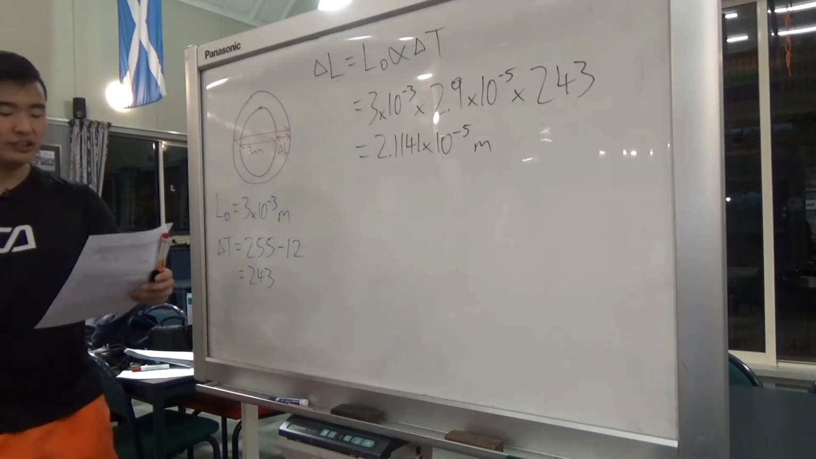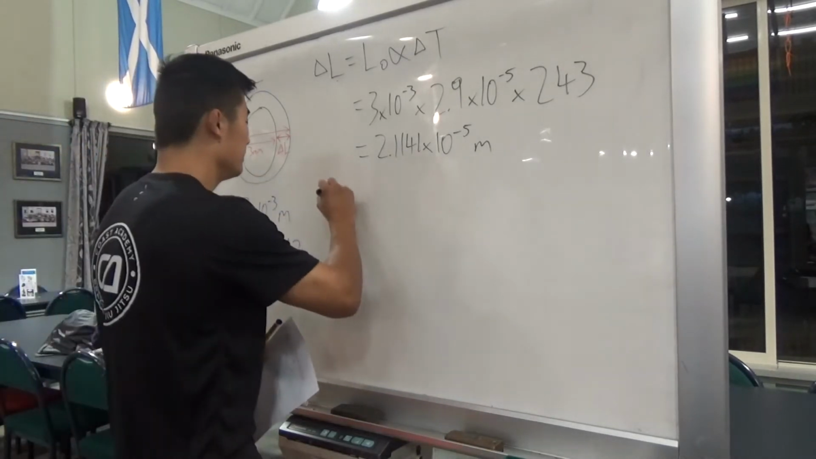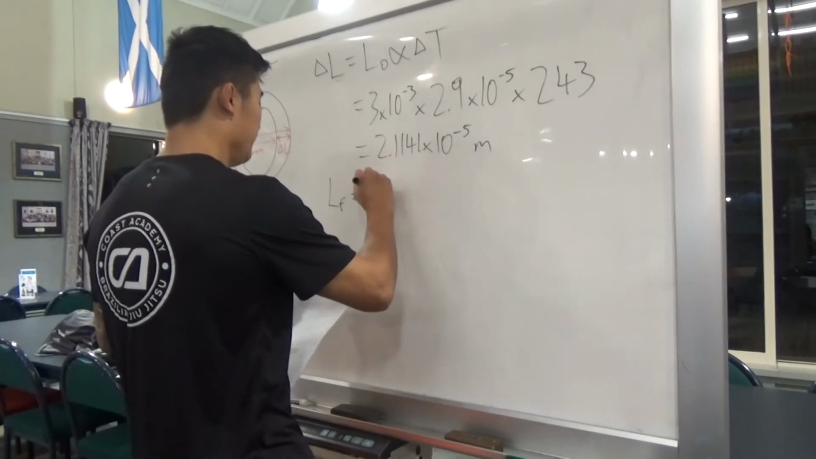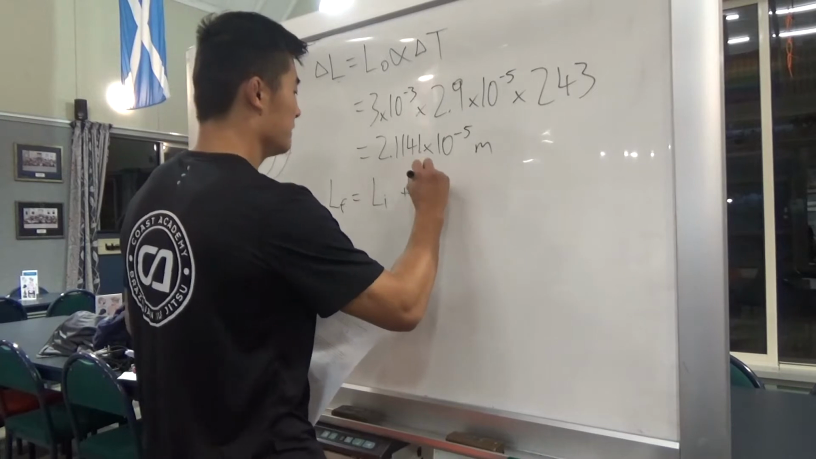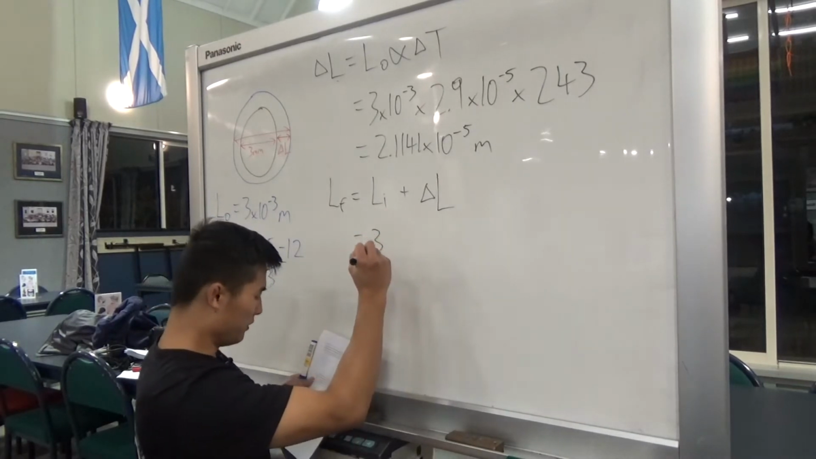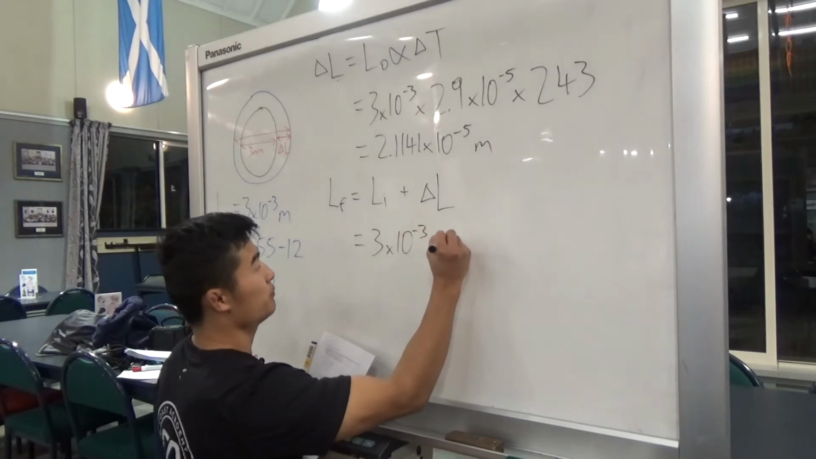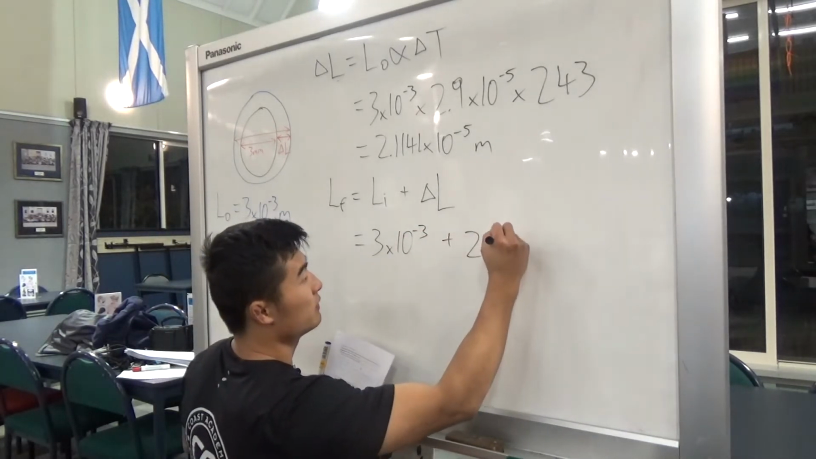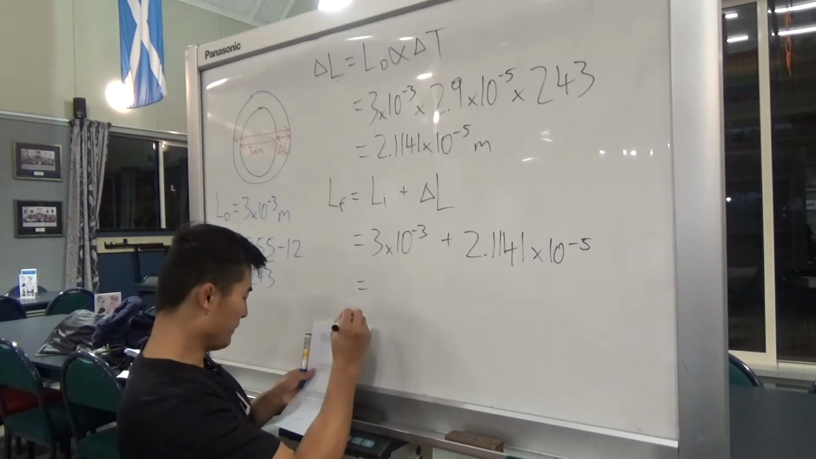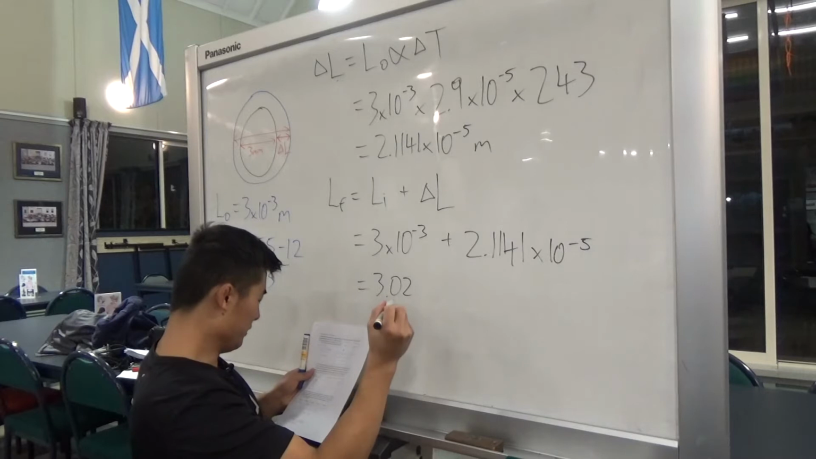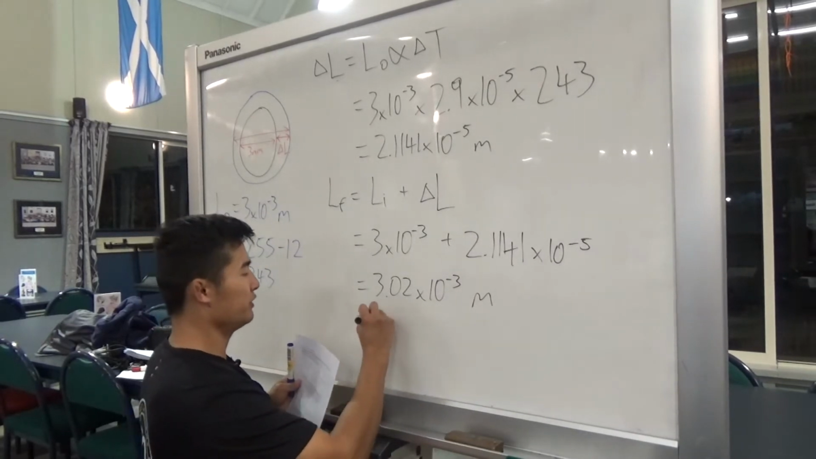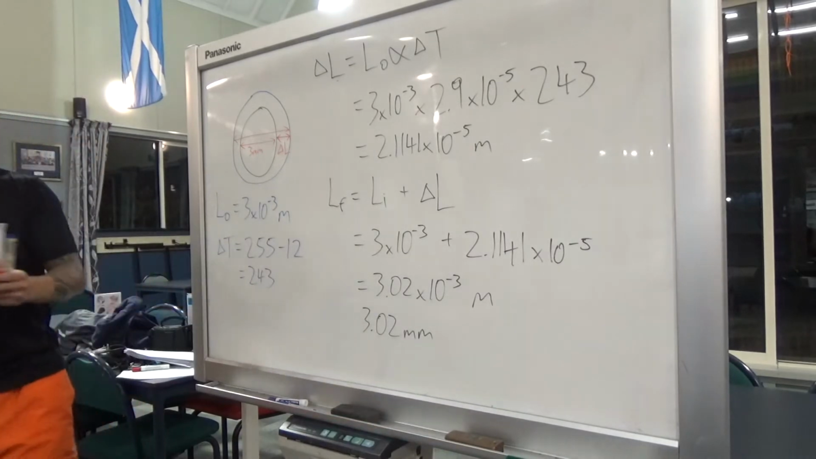That's not our final answer because we need to add that to our initial length in order to find out what our final length is going to be. So the final length is equal to the initial length plus the change in length. So that will be, the initial length was 3 times 10 to the negative 3 plus 2.1141 times 10 to the negative 5. And that should give you 3.02 times 10 to the negative 3 meters, which is 3.02 millimeters. Okay?